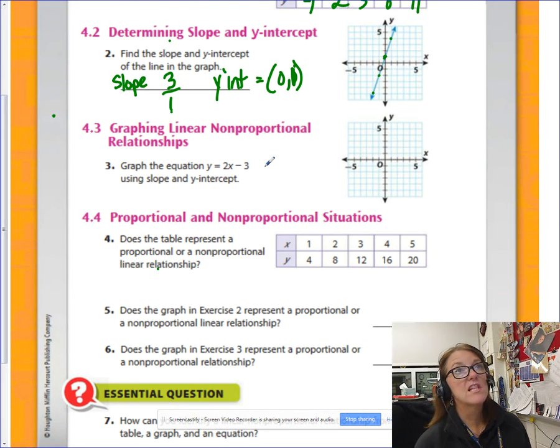Graph this using the slope and the y-intercept. -3 is your y-intercept. Put a dot. My slope is positive 2, so it means it's going upward. A 2 is fairly steep because you're climbing 2 and going to the right 1. Rise 2 over 1. Up 2 to the right 1.